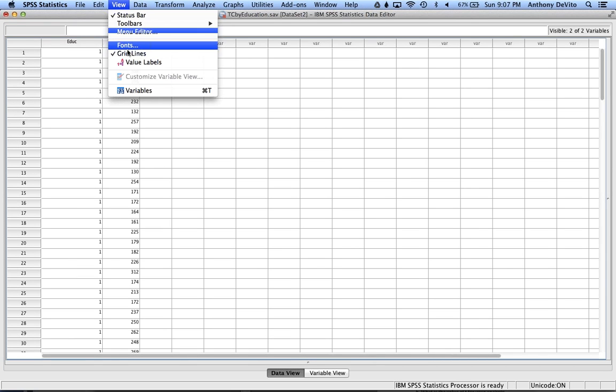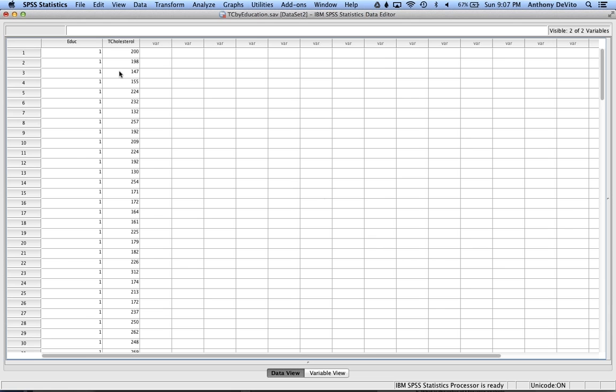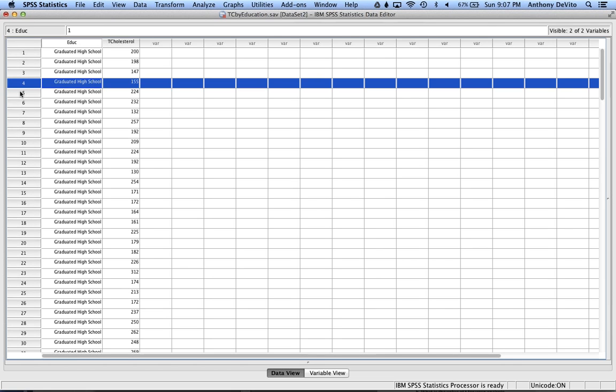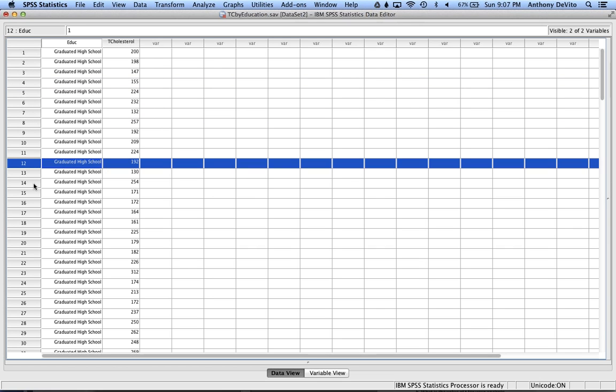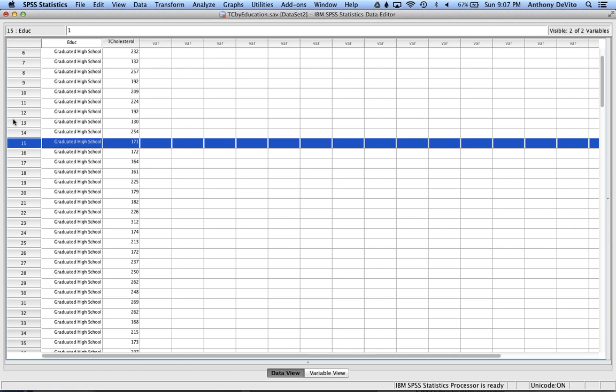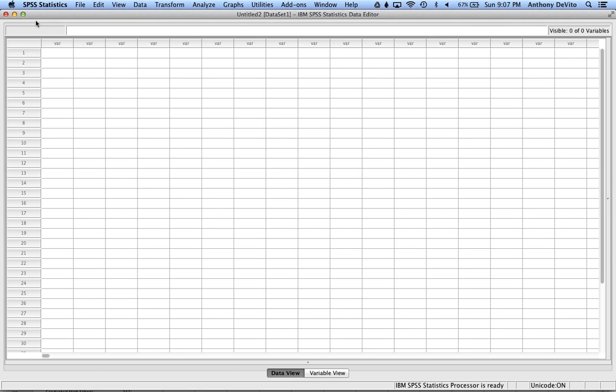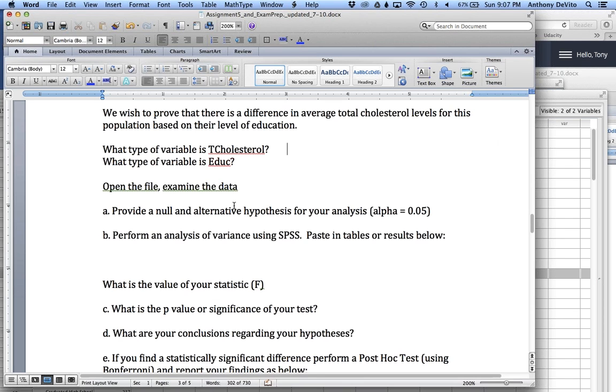So if I go in here to my view and click on value labels, it'll actually show me what these values mean for each individual. And each line here represents a person that was surveyed and whose blood was tested for cholesterol. Okay, so let's minimize this and go back to our assignment. Total cholesterol is numerical or scalar. Level of education is nominal or categorical, either one would do.